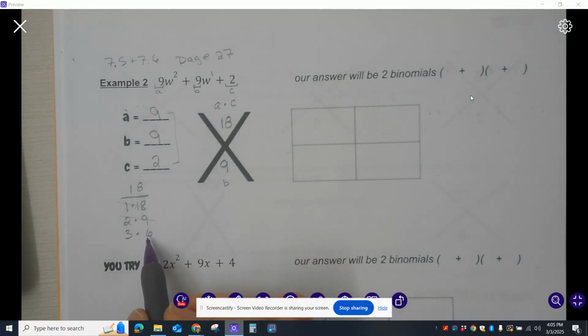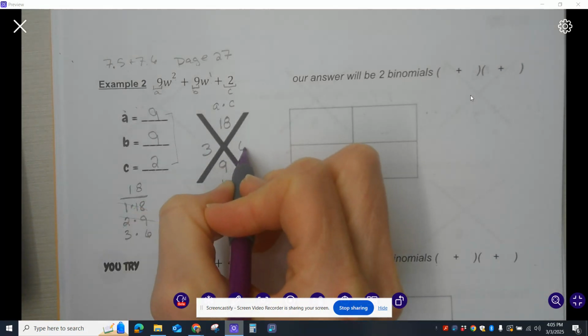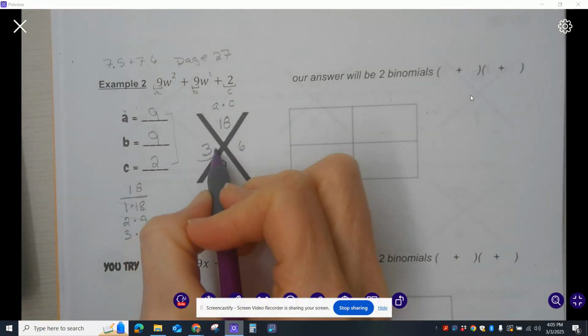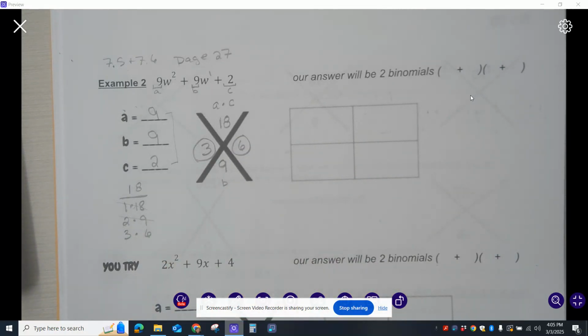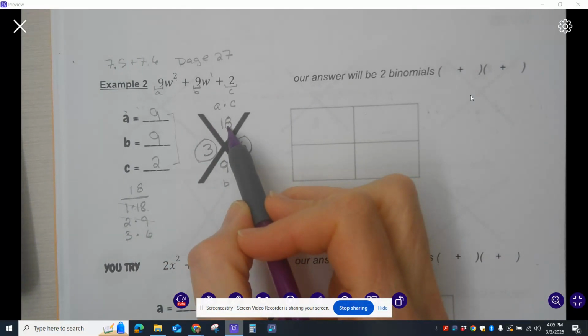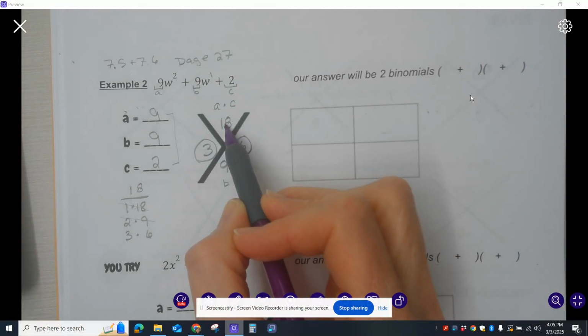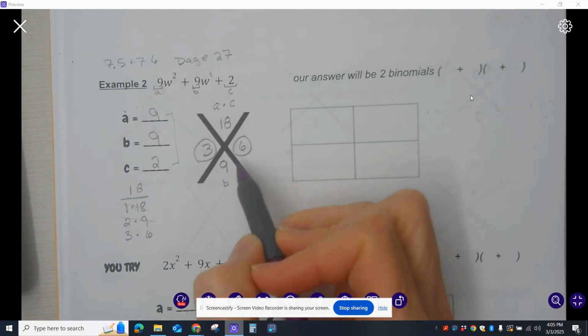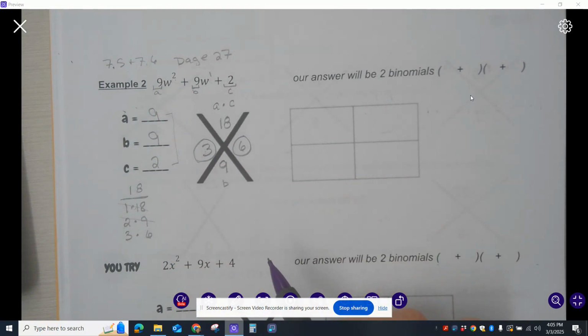So it must be these, which does work because 6 plus 3: 6, 7, 8, 9. 6 plus 3 is 9. So those are the ones I want, 6 and 3. Now, these are numbers I'm going to use again, so I want you to circle those. So you do your x, find factors of 18, so two numbers that multiply to give you the number on the top, and add or subtract to get you the number on the bottom. So 6 and 3, I found those.